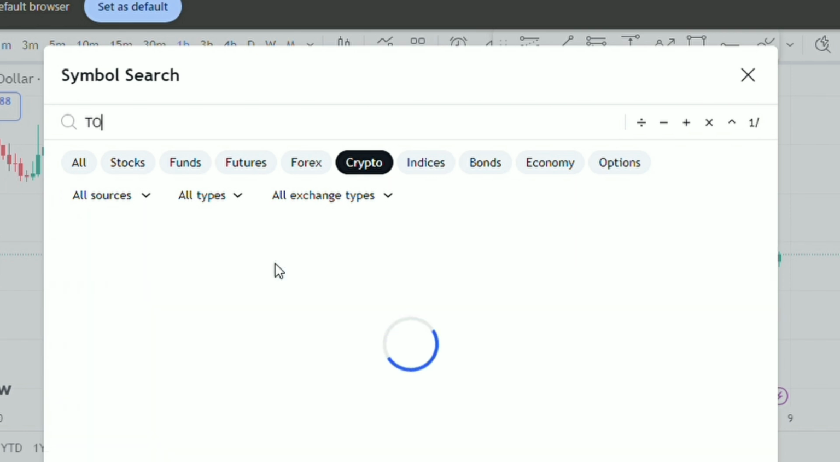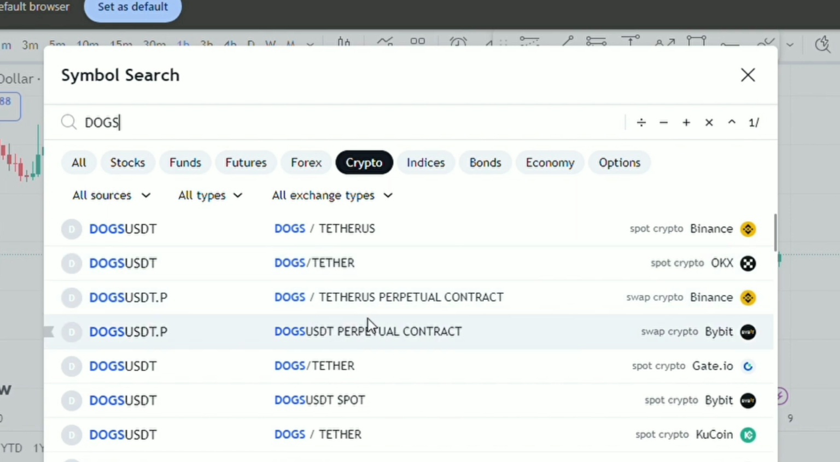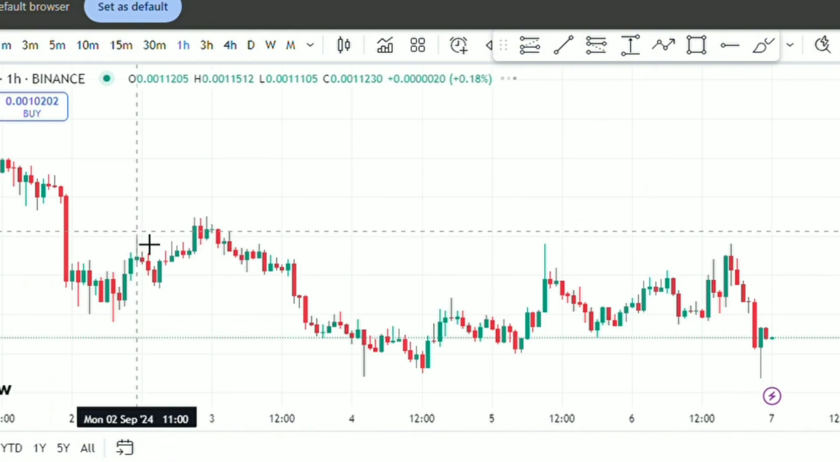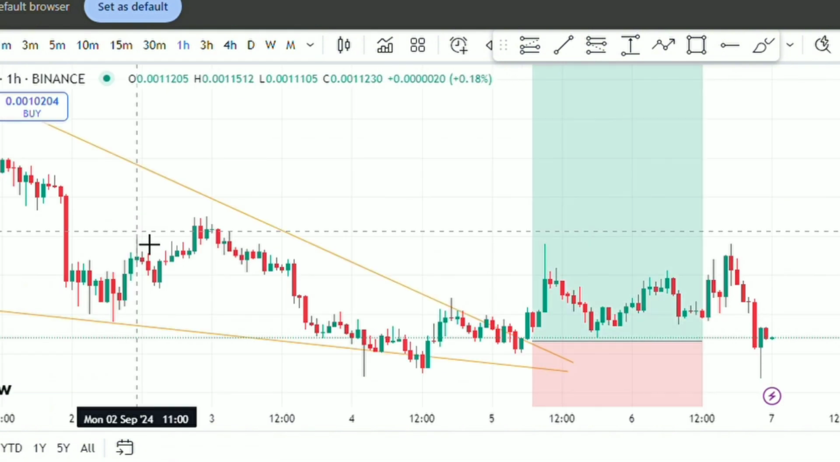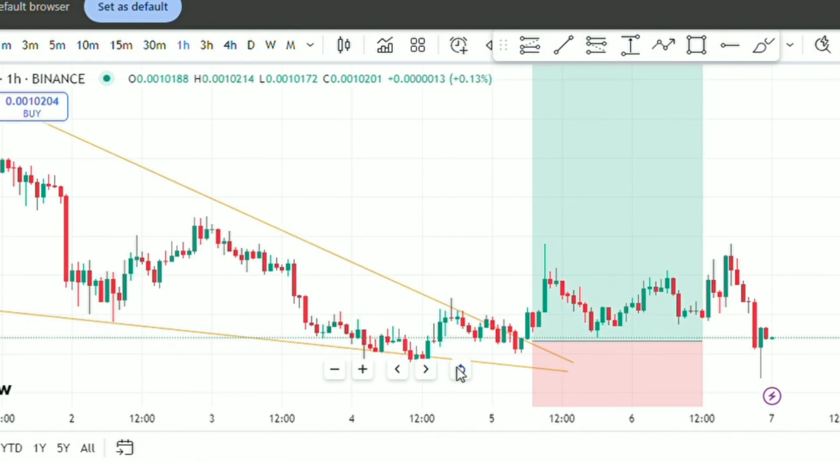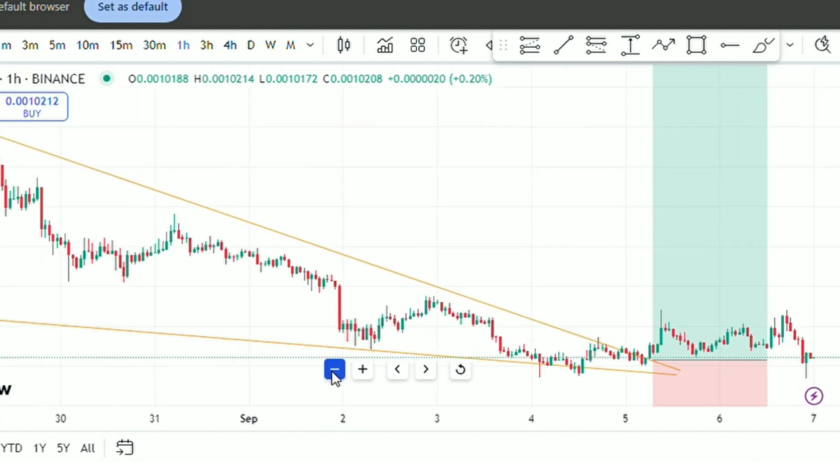Let's search for DOGS, the new crypto airdrop. It's DOGS against United States dollar. You see, DOGS against USD. Alright, so let me touch this one and see how the market is going. You see, you can do the analysis here. This is where I do the analysis.